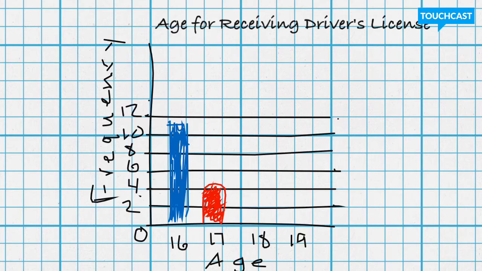18 happened 3 times, so we're going to go to 18. 3 is about between the 4 and the 2. So we're going to make a bar at 3 and fill it in. Now 19 happened 2 times. So we're going to draw a bar at 19 up to 2 and color it in. And there we go. We've made a bar graph.